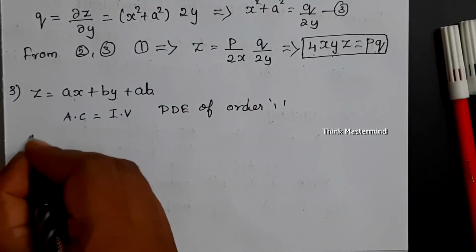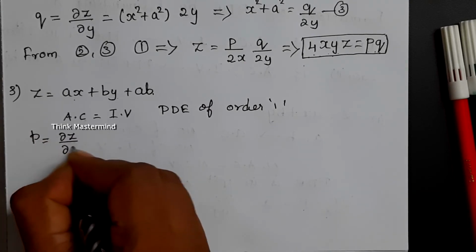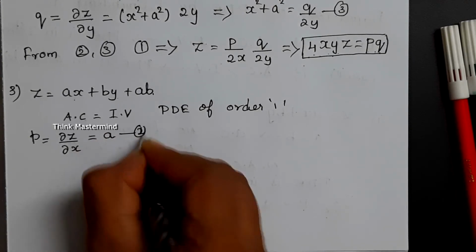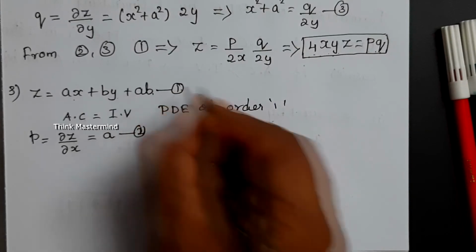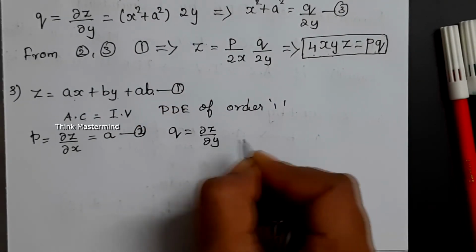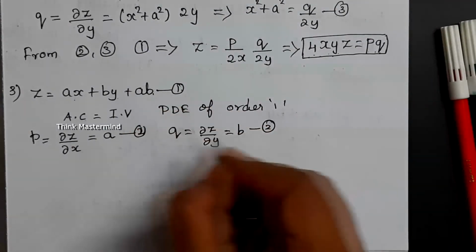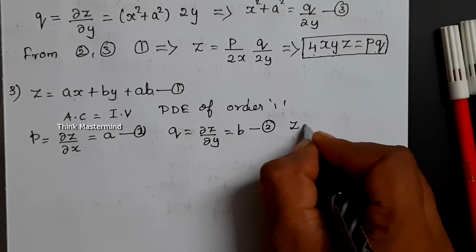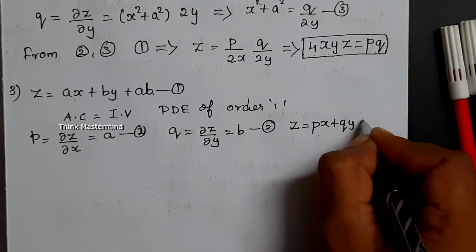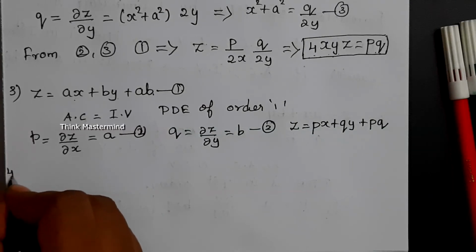That means you have to differentiate only 1 time. That is, I am finding p. p is nothing but the first order derivative of z with respect to x, that is equal to a, marked as 2. The given equation is marked as 1, and q is equal to dou z by dou y, that is equal to b. It is marked as 3. From 1, 2 and 3, the given equation can be written as z is equal to px plus qy plus p into q. So similarly you go to the next example.